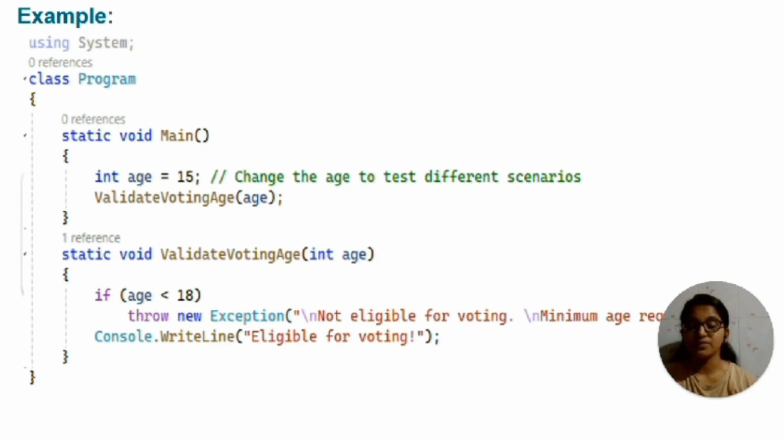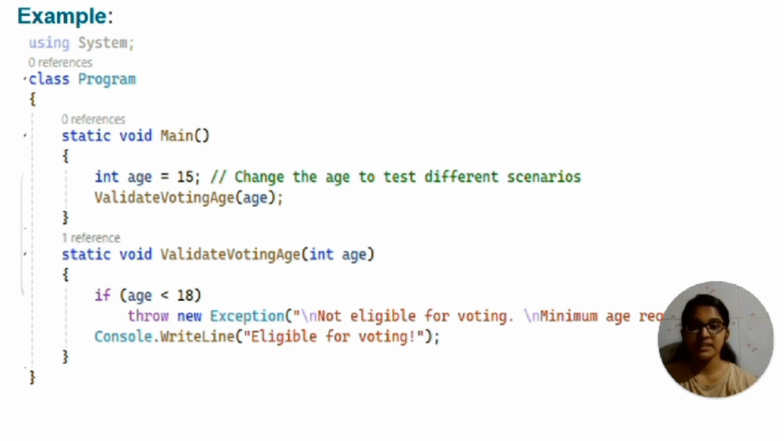We started by defining a program class. We set an initial age as 15. We can change it later. Then we are calling the validate voting age method. In this method, we are receiving an age parameter. We check if the age is less than 18 or not.